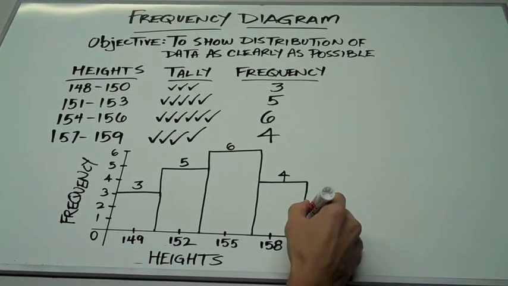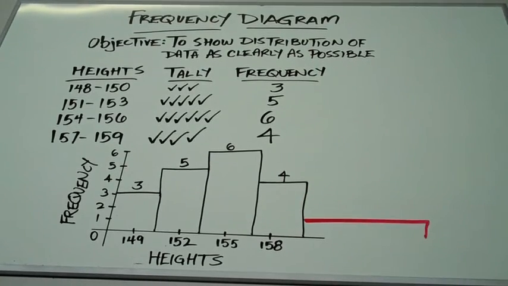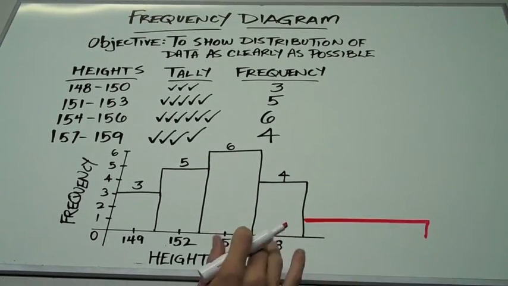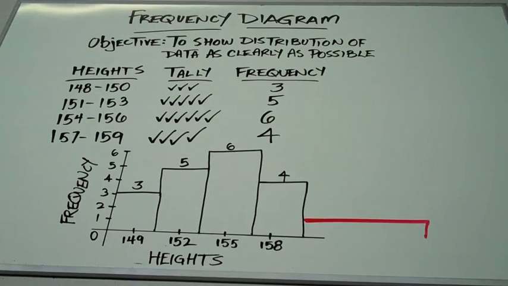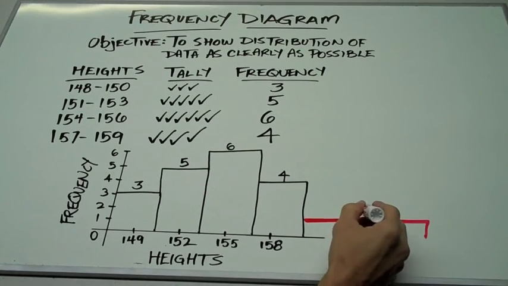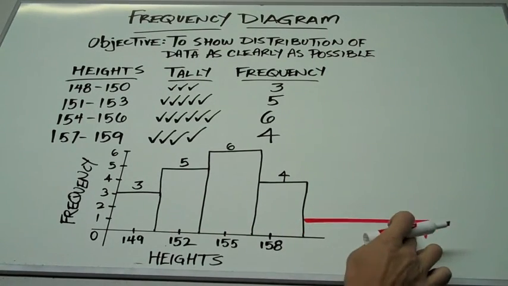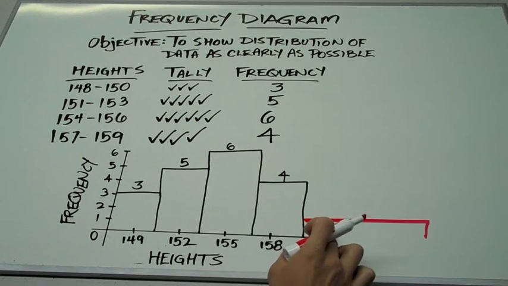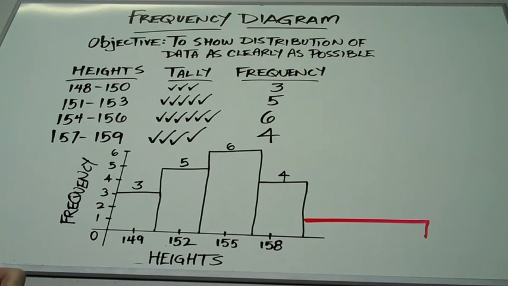For example, if there's 3 people who are taller than, say, 159, I might show it like this and just say taller than 159, like that. And so there'd be 3 people in this category, but we could tell that only because we take the area of this particular bar and we see that it is 3.